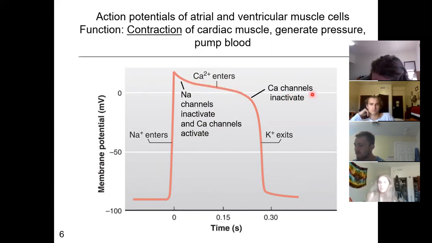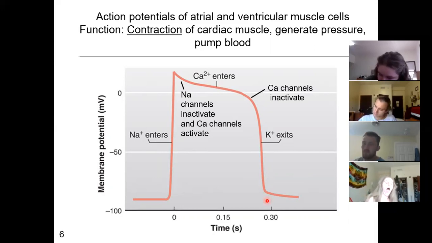Eventually, the calcium channels inactivate and potassium channels activate, and we get repolarization. And repolarization is going to allow the heart muscle to relax.